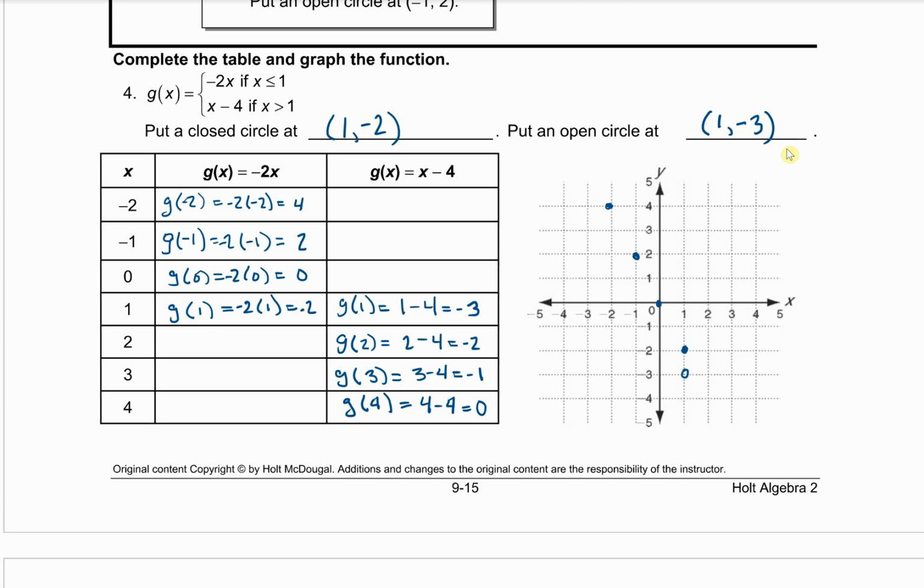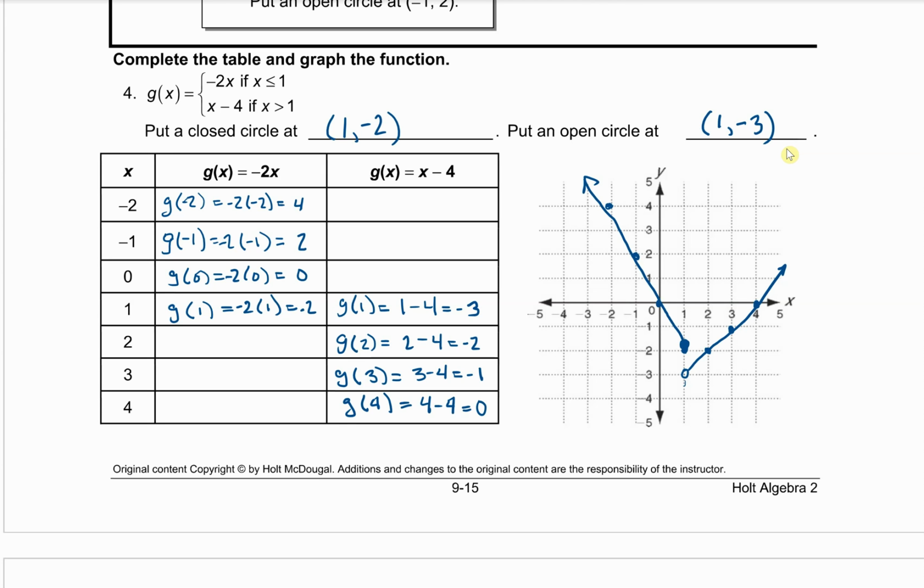And then let's see what happens. 2, I'm at negative 2. 3, I'm at negative 1. 4, I'm at 0. So my lines are going to look like this. I'm going to have a line going this way. Forgive me if my line's horrible because it's really hard to graph lines. I hate it so much. All right, so there. That's my piecewise graph.